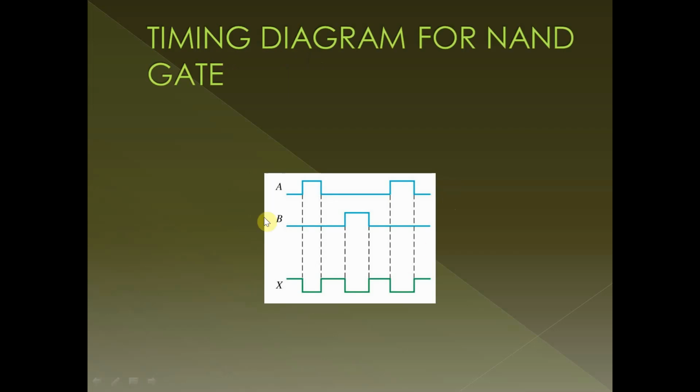This is the timing diagram for the NAND gate, where when A and B are low, we get a high output signal. When A is high and B is low, again we get a high output.